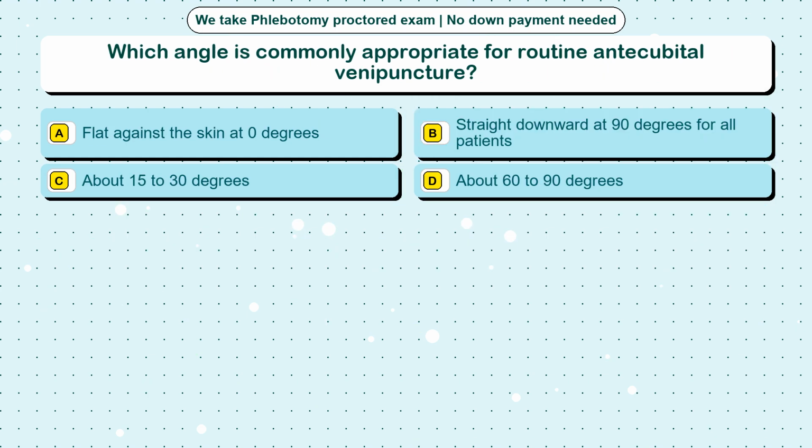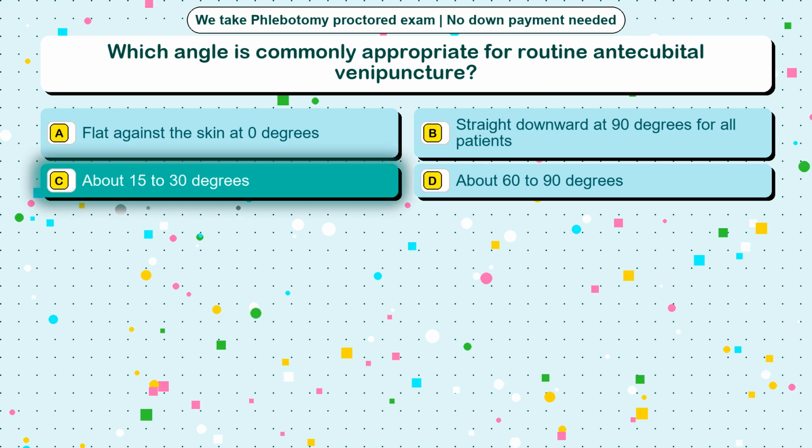Question 72. Which angle is commonly appropriate for routine antecubital venipuncture? Option A. Flat against the skin at 0 degrees. Option B. Straight downward at 90 degrees for all patients. Option C. About 15 to 30 degrees. Option D. About 60 to 90 degrees. The correct answer is option C. About 15 to 30 degrees.